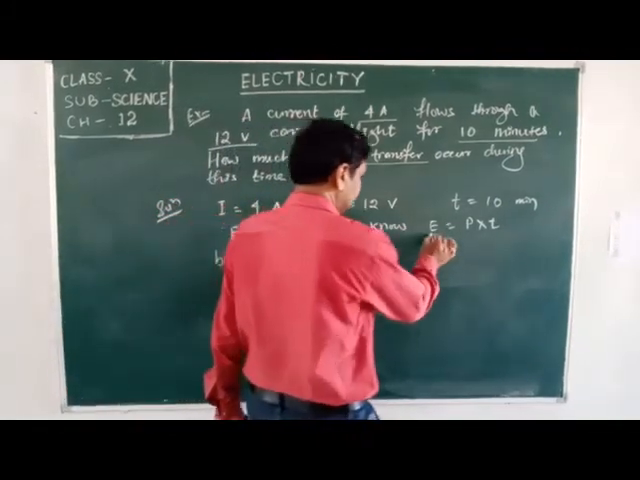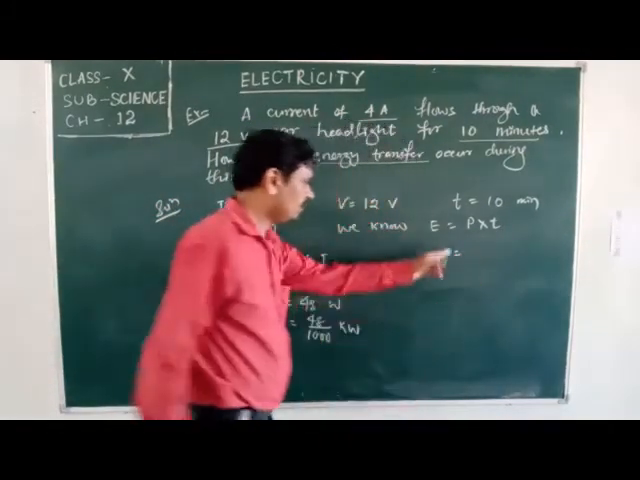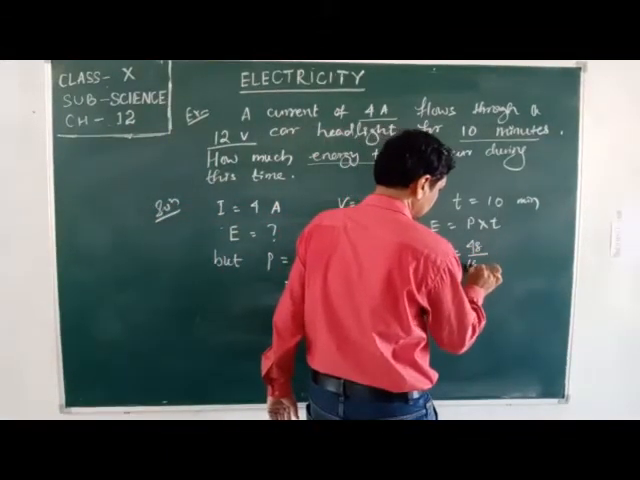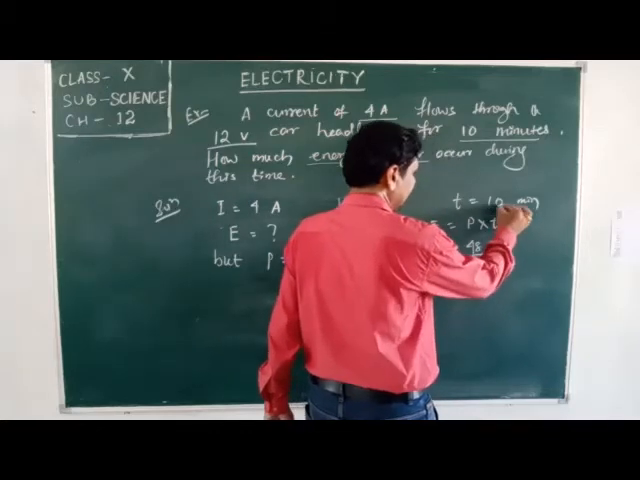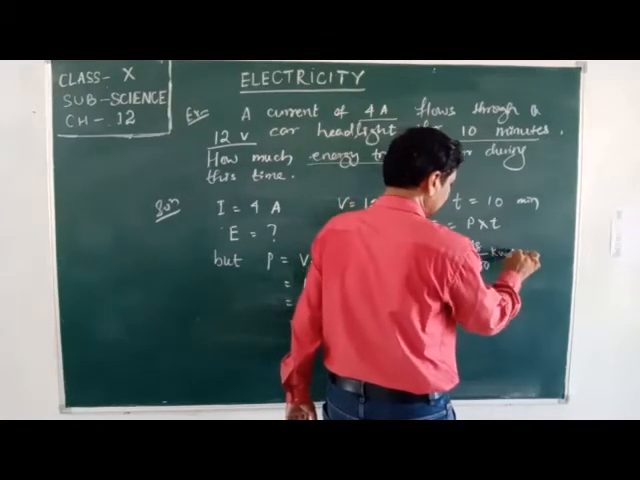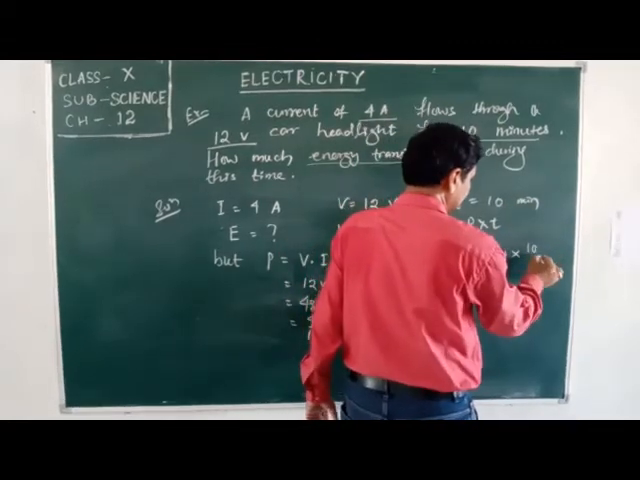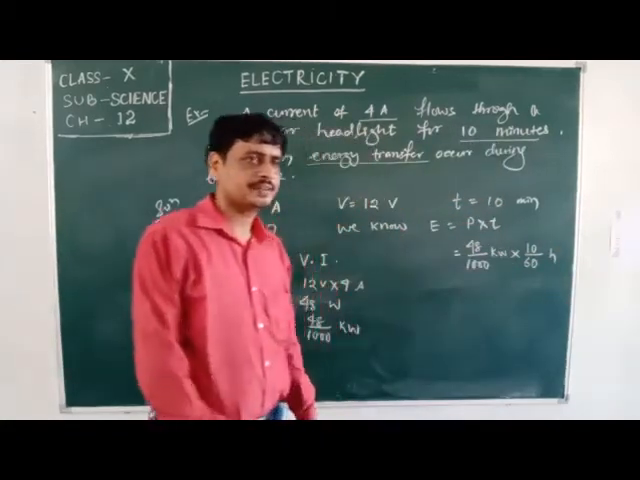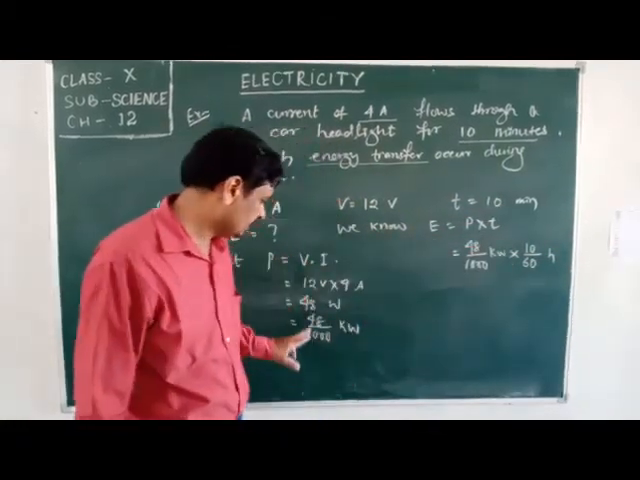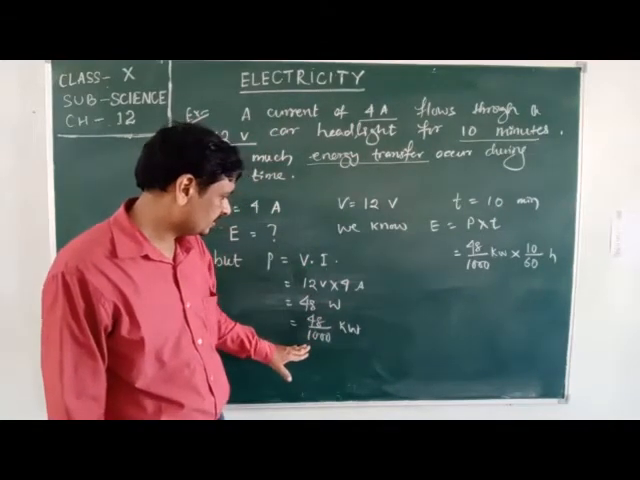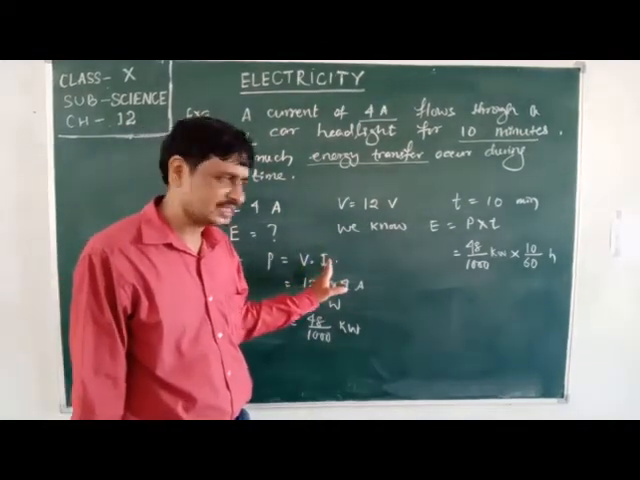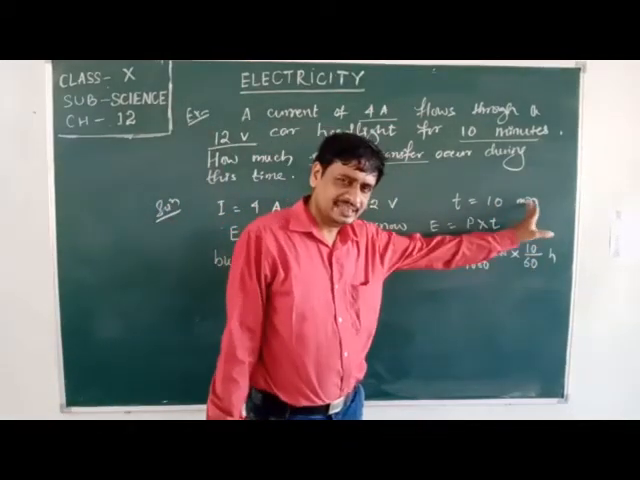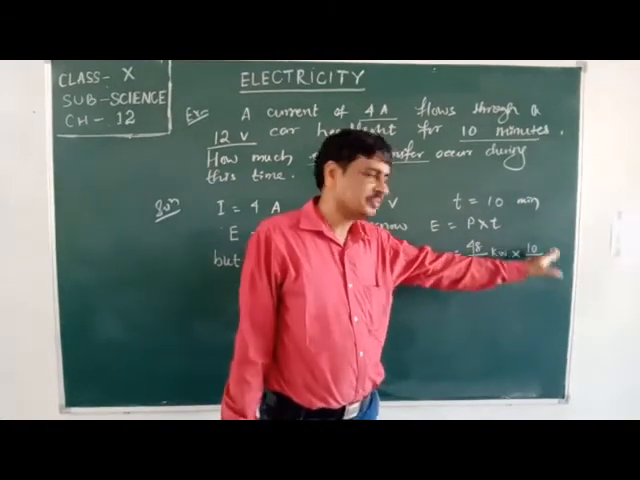Next, energy becomes equal to power, that is 48 by 1000, into time. This much kilowatt into time, which is 10 minutes. 10 minutes means 10 by 60 hour. The power is obtained here as 48 by 1000 by multiplying potential difference and current, and this 10 by 60 is from the time 10 minutes. When minutes are converted into hours, we have to divide by 60.